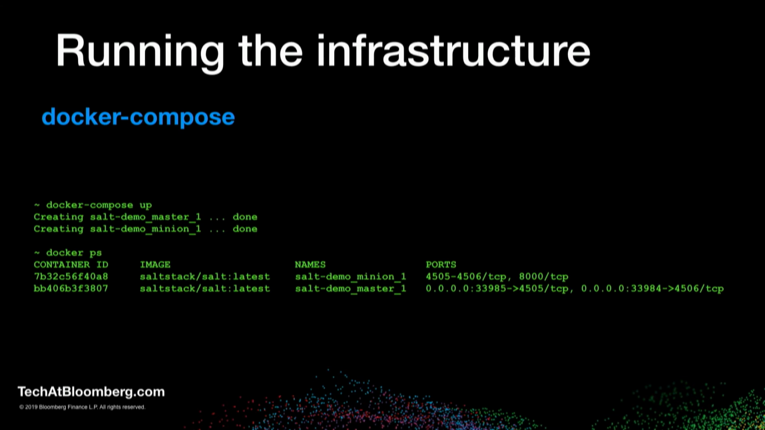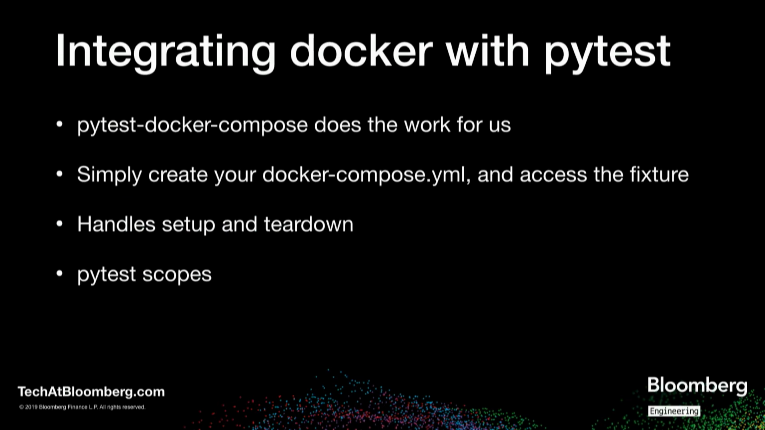Now, to actually run Docker Compose, it's pretty straightforward. Just docker-compose up. That starts your containers. And then docker ps lets you see what's going on. It gives you the pertinent information of the containers that are running. So that gives us the actual infrastructure topology that we're looking for. But how do we actually integrate that with Pytest?